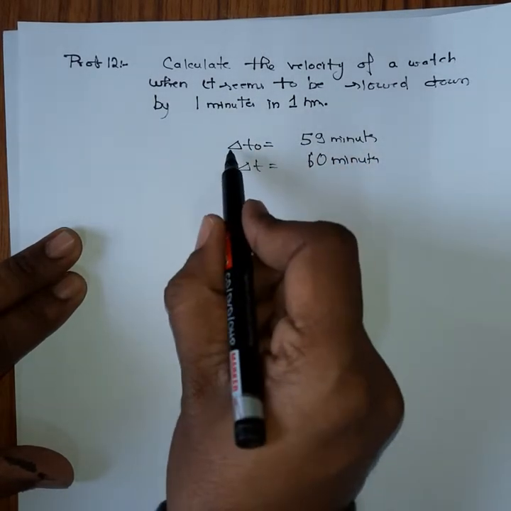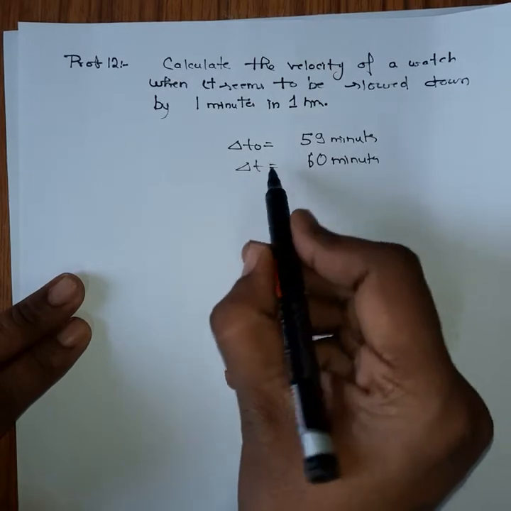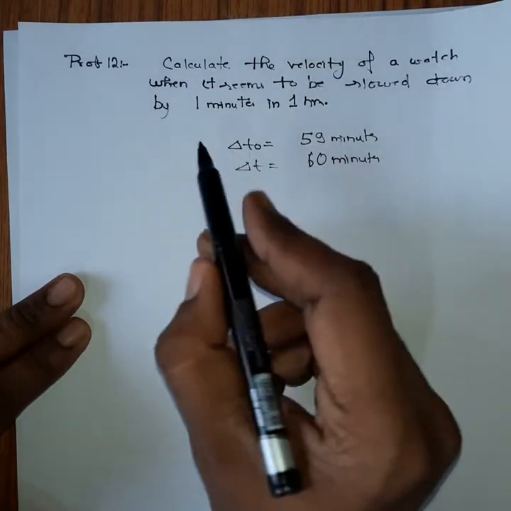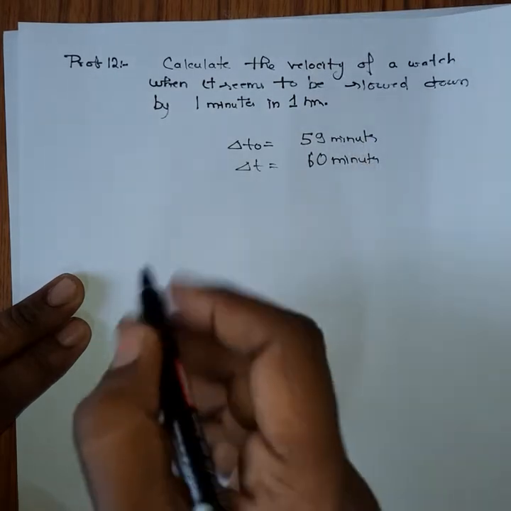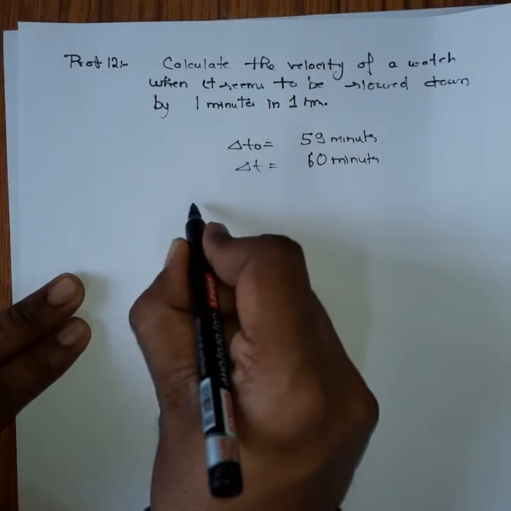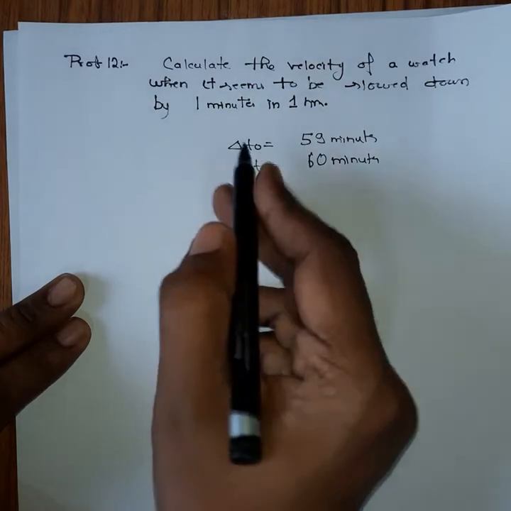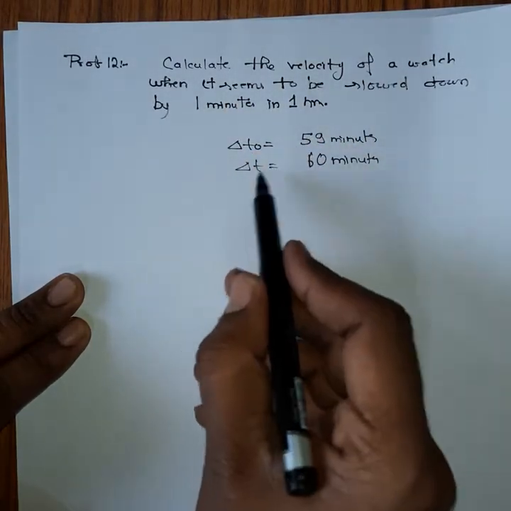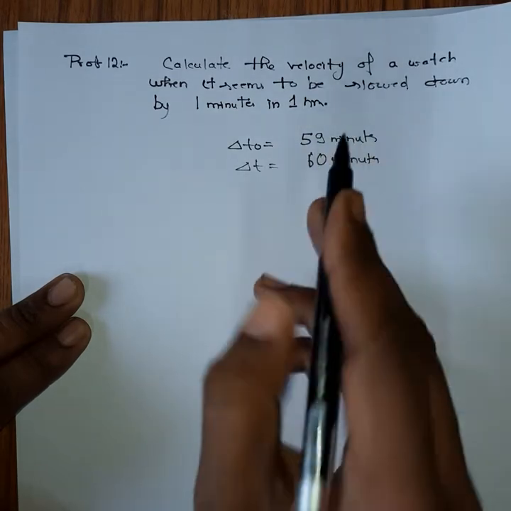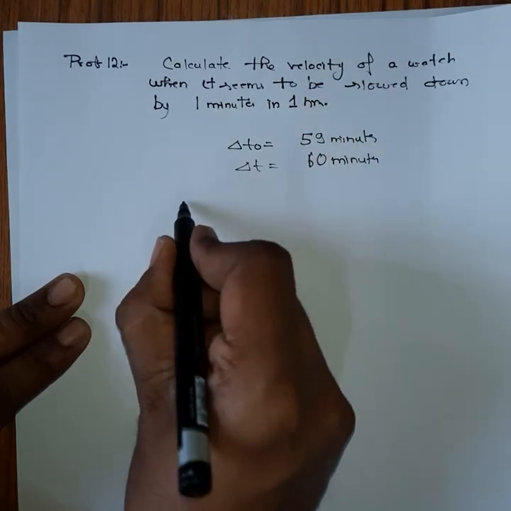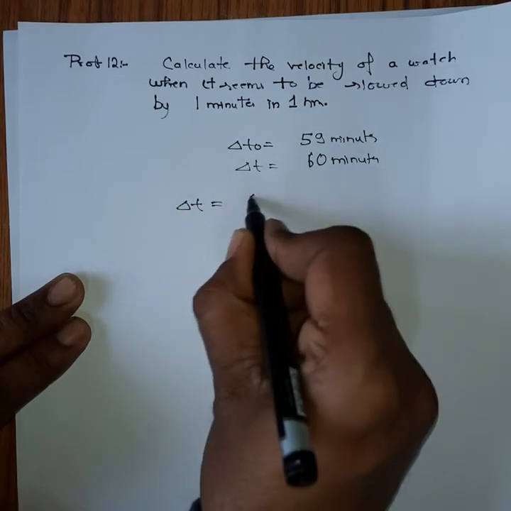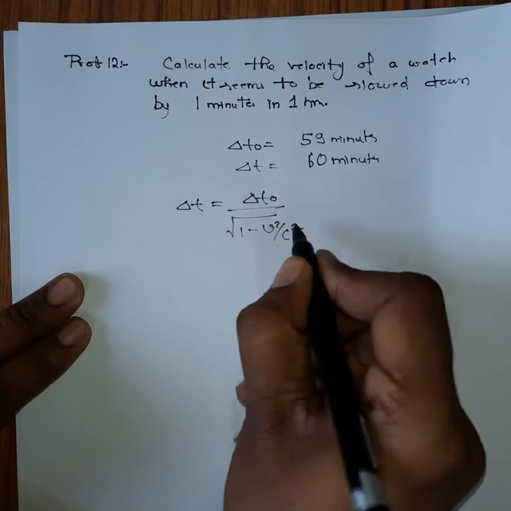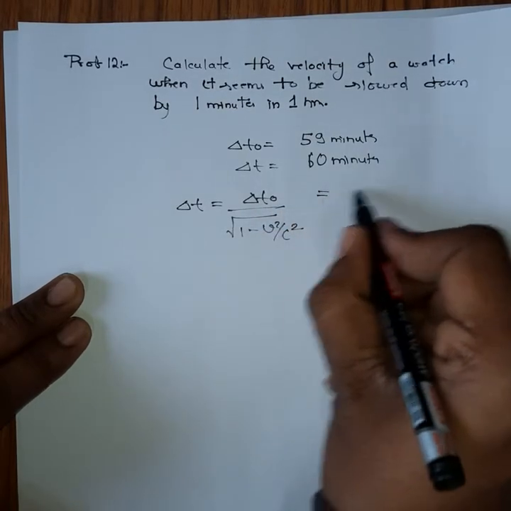What is delta t naught? Delta t naught is its proper time, and delta t is the time observed by the observer which is not moving. So you have to calculate the velocity of a watch by which, for the observer, the watch will be slowed down by 1 minute. So you have to use again the formula, that is delta t naught divided by square root of 1 minus v square by c square. Here we will substitute the value.